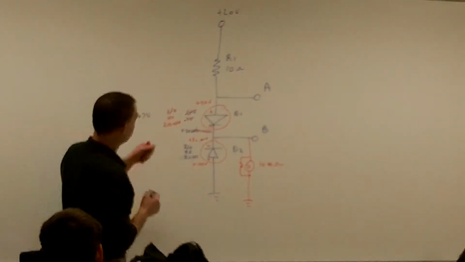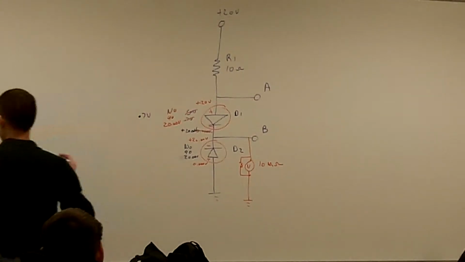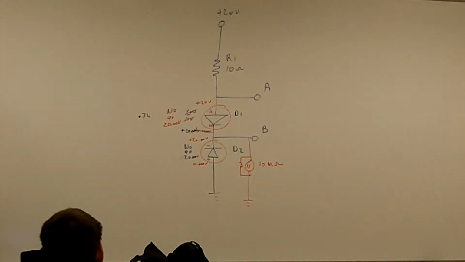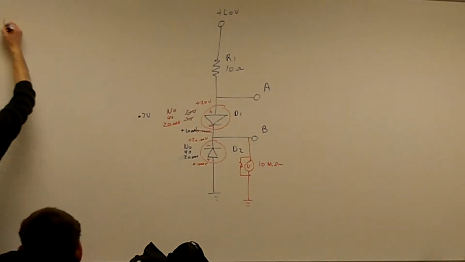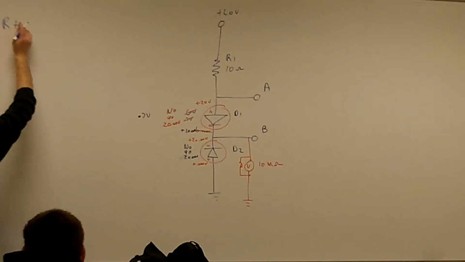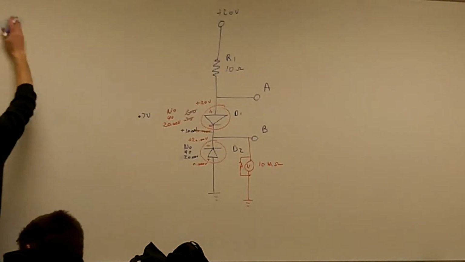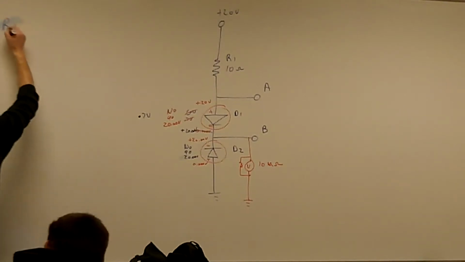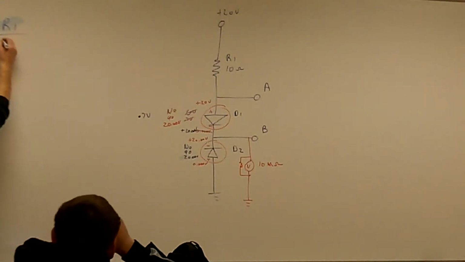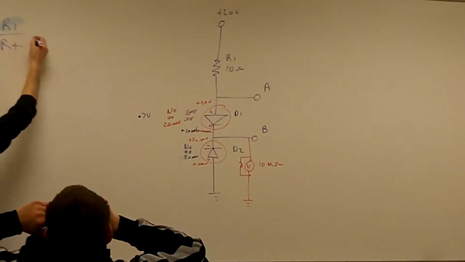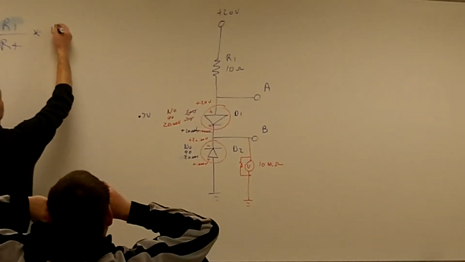So let's just use your voltage divider formula. Remember how to use your voltage divider formula? Let's figure out what the voltage across R1 is: it equals the resistance of our R1 divided by our RT, times our voltage source.